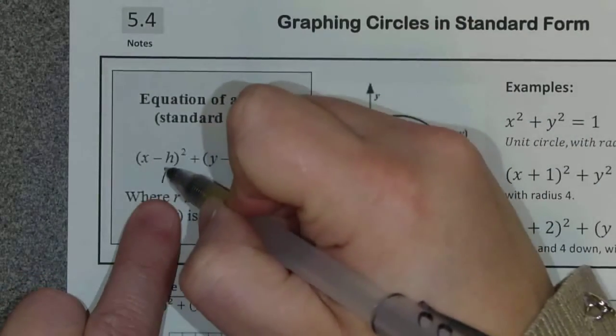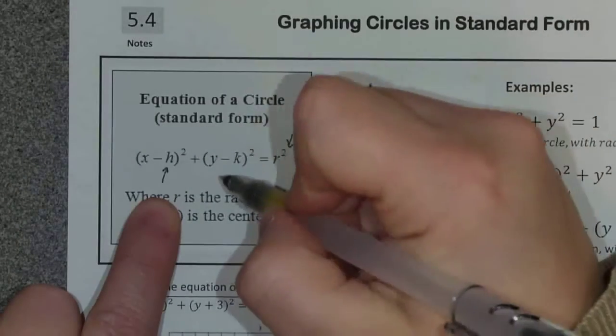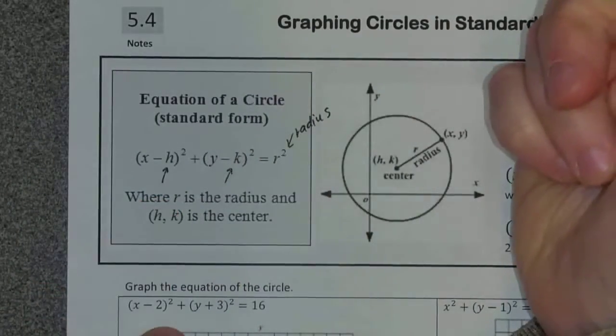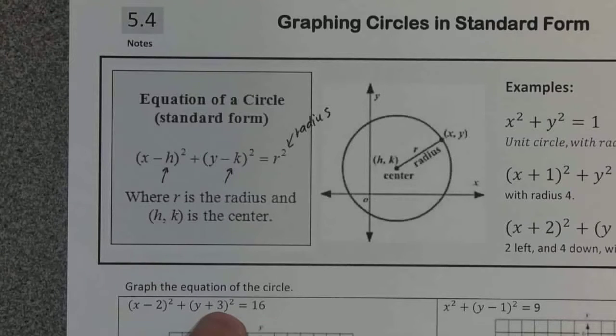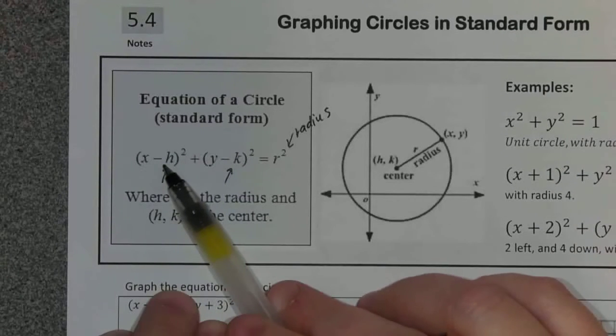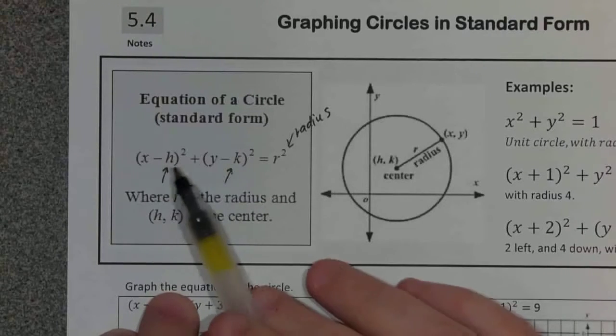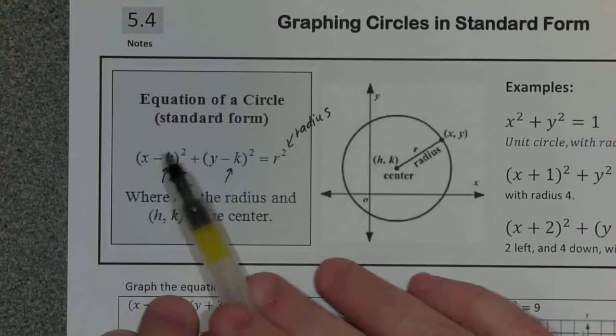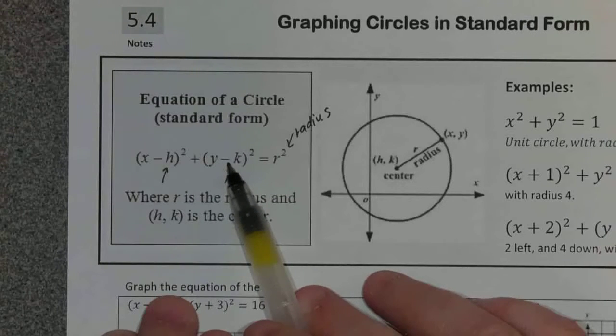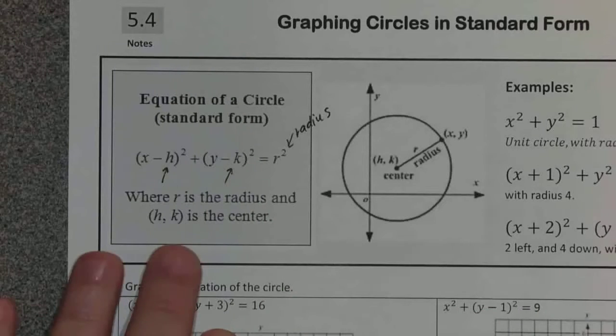And again, the number on the x tells us how to move left or right. The number on the y tells us how to move up or down. Now, like I've taught you before in previous lessons, anytime you have a number inside grouping symbols, it's going to do the opposite of what you think it's going to. So if it's minus, you're moving right. If it's plus this time, you're moving left. So just keep that in mind.